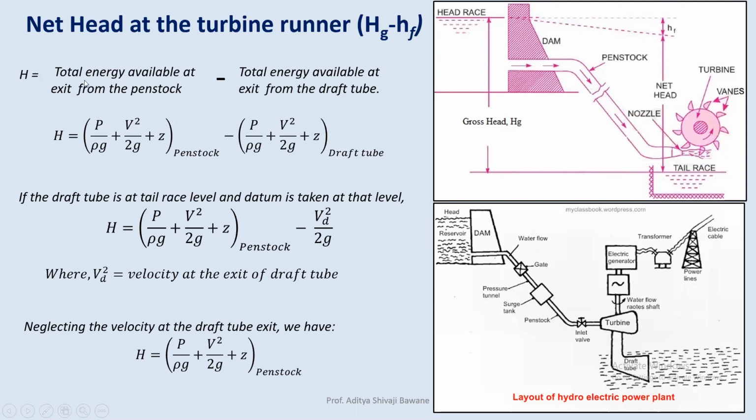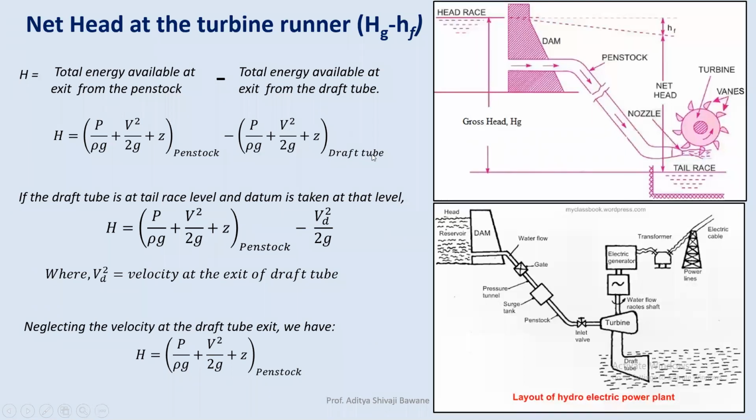So I can say net head equals the total energy available at exit from the penstock minus the total energy available at exit from the draft tube. The energy is given by pressure head plus velocity head plus potential energy, that is, P by rho g plus V square by 2g plus Z of the penstock, minus the energy at the draft tube exit, that is, P by rho g plus V square by 2g plus Z of the draft tube.